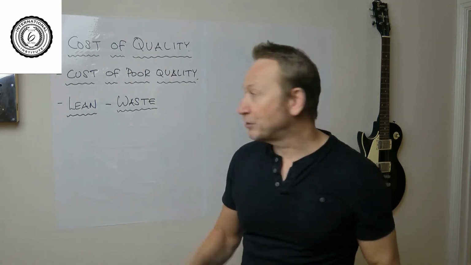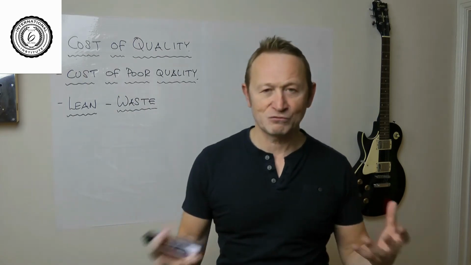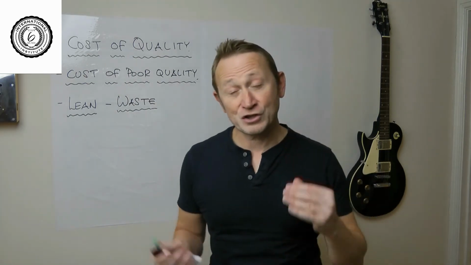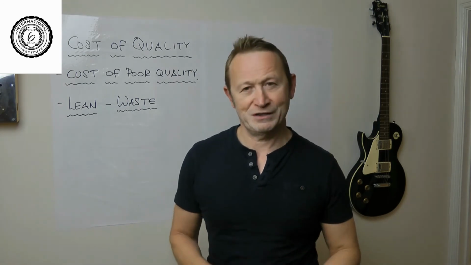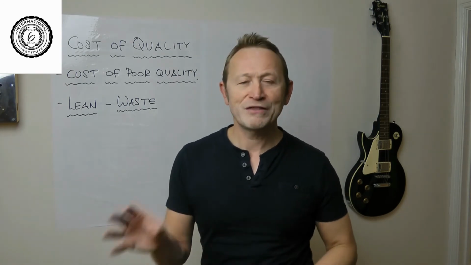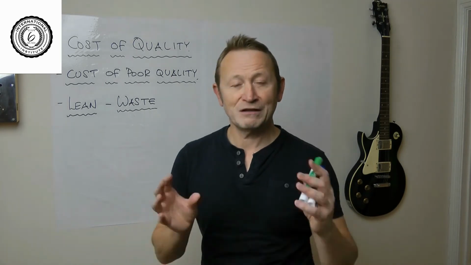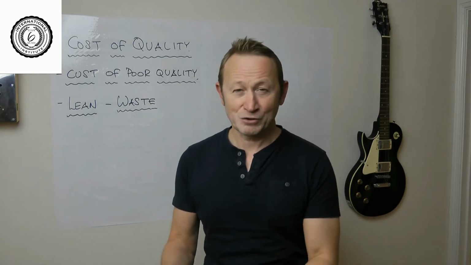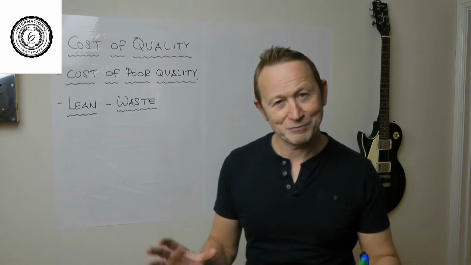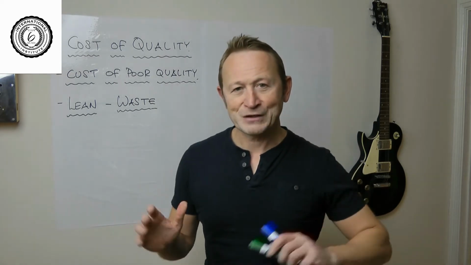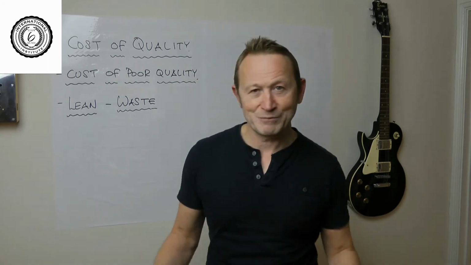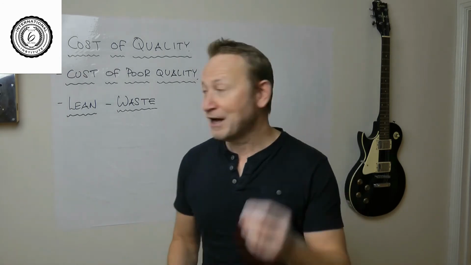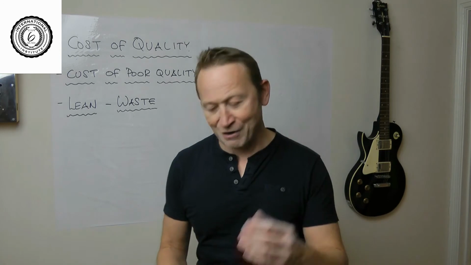But the first one I want to cover really is the one that I think is most important, and it's the cost of quality. Because the cost of quality tells you whether you need something like Six Sigma in your company. And by the way, it doesn't have to be called Six Sigma. You might just have a project to dramatically improve quality in your company. And the cost of quality is going to tell you.